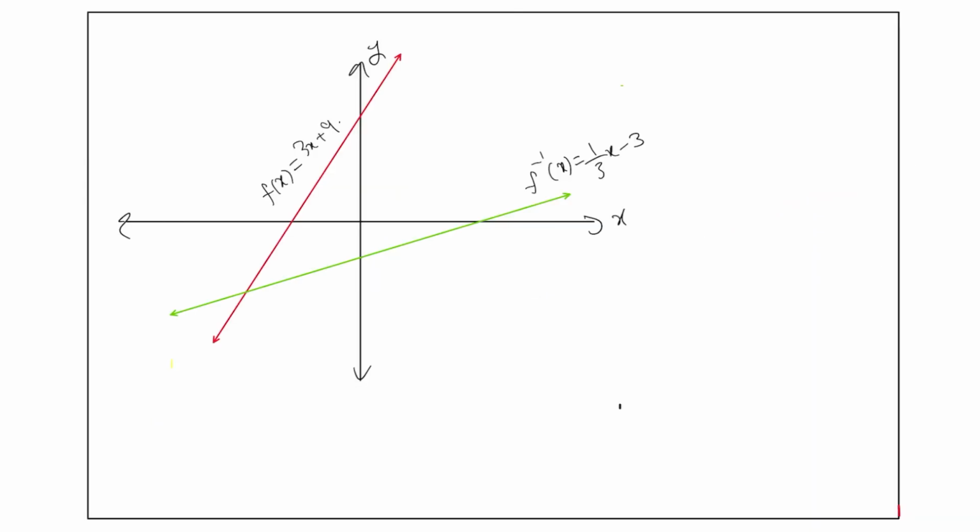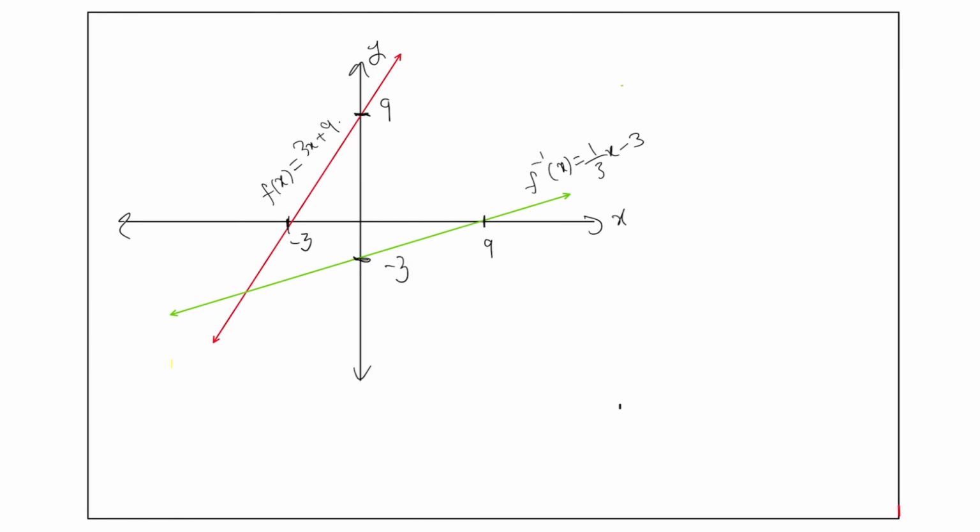Okay, so we have our graph here, our original function in red and our inverse function in green. Now to notice what's happening here, let's look at random points. Maybe pick the intercepts. They're easy to work with. The x and y intercepts for each function. So for the original function, the y-intercept is 9 and the x-intercept is -3. For the inverse function, the x-intercept is 9 and the y-intercept is -3.